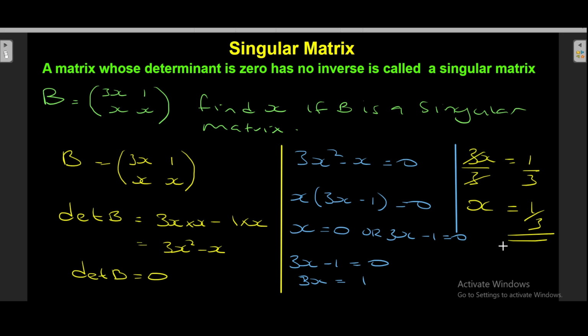If a matrix is singular, that means that its determinant must equal 0. In that case, this question has 2 values of x. The first value can be x equals 0, as you can see here, or x equals 1 over 3. That's how we can apply the concept of a singular matrix when we are dealing with such questions.